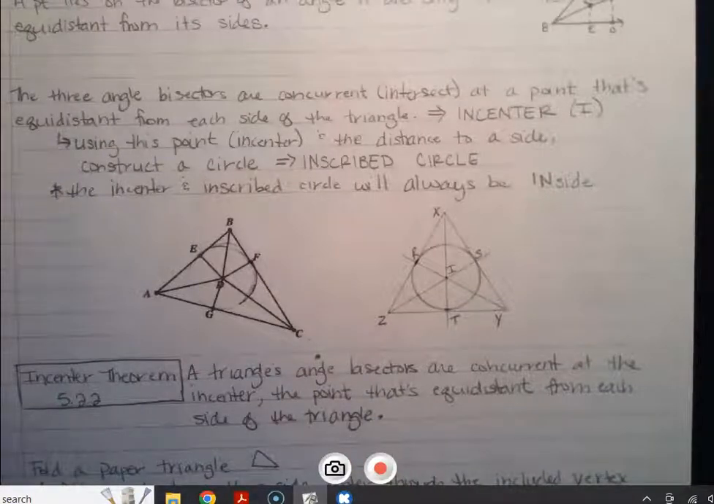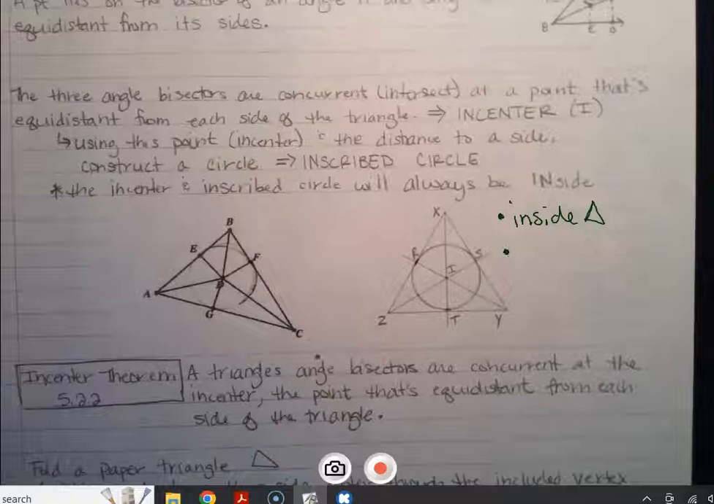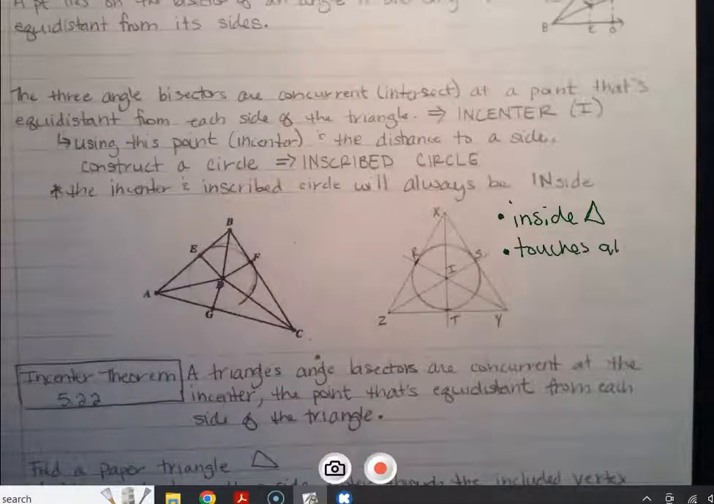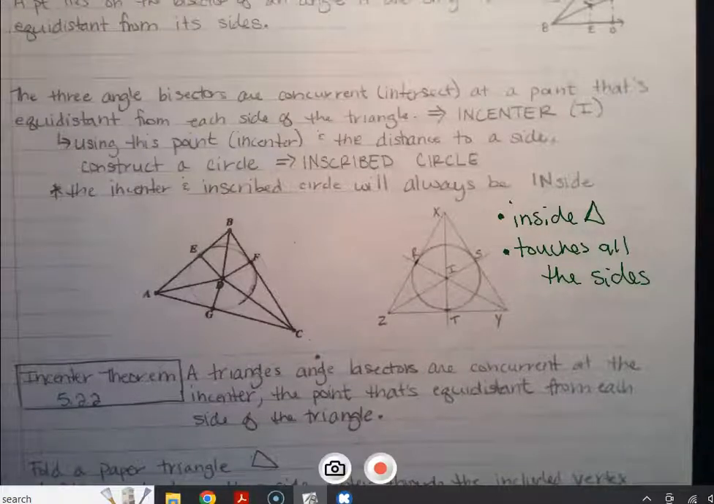What do you notice about this inscribed circle? Okay, it's hard to draw. So one, we know it's inside the triangle. And what else did you say? We're not going to call those midpoints. We don't know that they are, but it does touch all the sides. What did the circumscribed circle do yesterday? It went around, yeah. Okay, good.